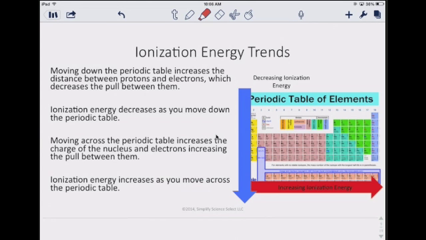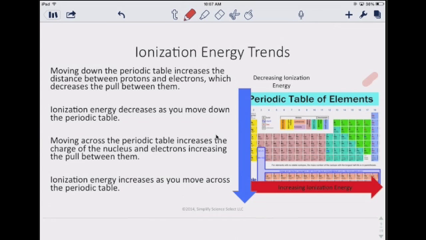Now, ionization energy trend. As you move down the periodic table, it increases the distance between the protons and the electrons, which decreases the pull between them. Ionization energy decreases as you move down the periodic table. Moving across the periodic table increases the charge of the nucleus and electrons, increasing the pull between them. So the more going this way, we have more positives, so therefore the negatives are attracted to more of those positives, which makes it harder to steal that electron basically. So ionization energy increases as you move across the periodic table.